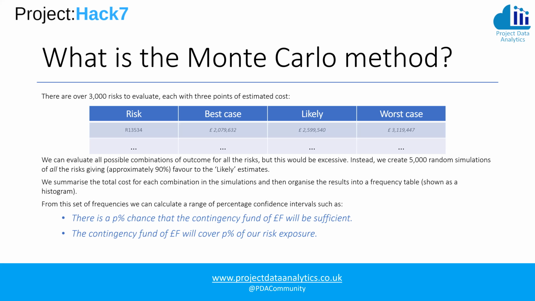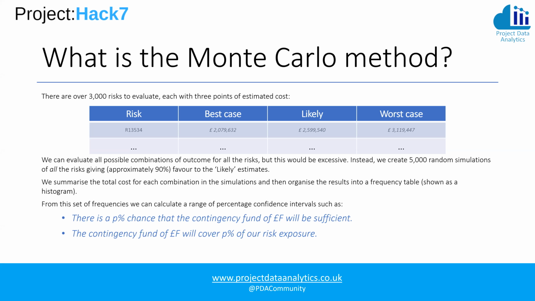What is the Monte Carlo method? Well, we've got over 300 risks to evaluate, sorry, 3,000. Each of them has 3 points of estimated cost, the best, the likely, and the worst. And there's an example of one of the risks that we have. Now, we ought to evaluate all possible combinations of outcome for all the risks, but this would be excessive. So instead, we create 5,000 random simulations of all the risks, and we evaluate the outcome from that.